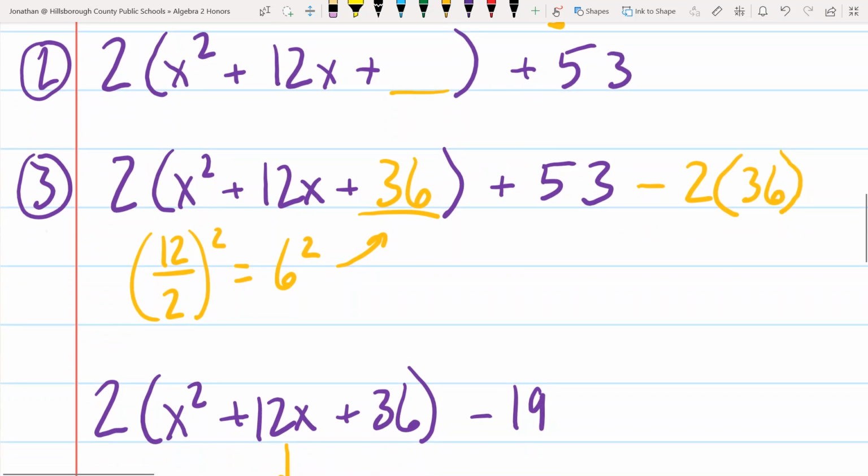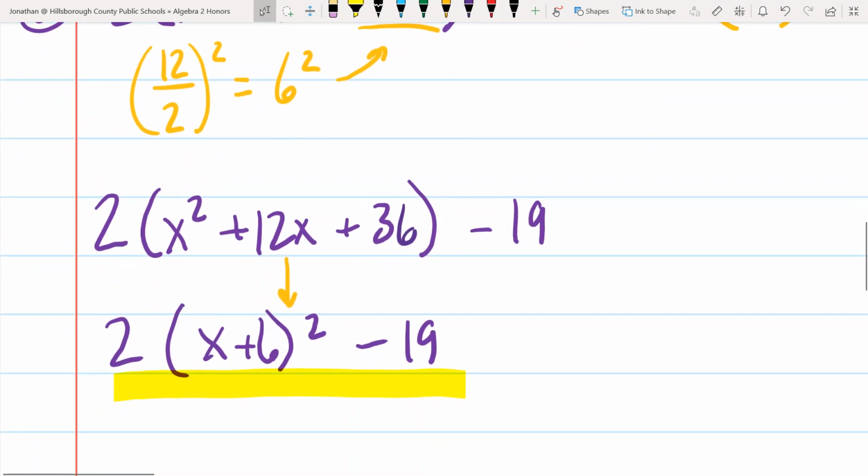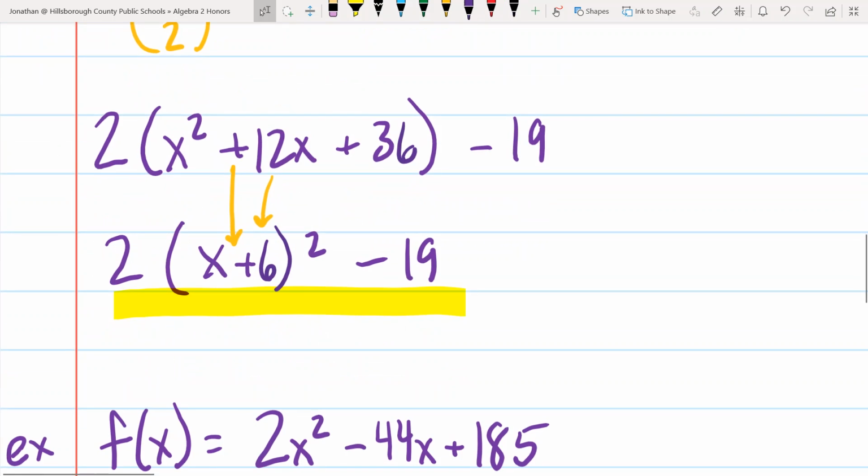Next step, I always just simplify everything. I don't try and crunch things down to vertex form just yet, because the more you do in one step, the more possibilities there are for mistakes. 2 times 36 is 72, but we are taking that away, so that's negative, leaving us with negative 19. And again, the trick from last problem: copy the sign that's next to b, and cut b in half. That will be your vertex form. If the problem was asking for a vertex in this one, it would be (6, -19).